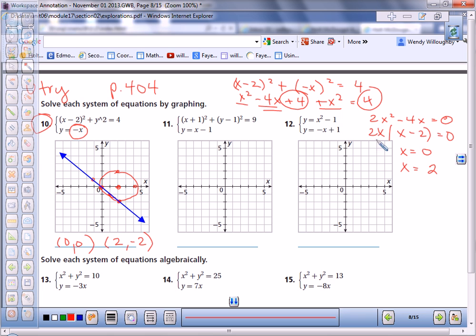So it's almost like 2x and x minus 2 are two separate little things. The only way that product can be 0 is if one of the factors is 0. Okay, so it's almost like you have two little binomials. So, all right, are we good? Okay.